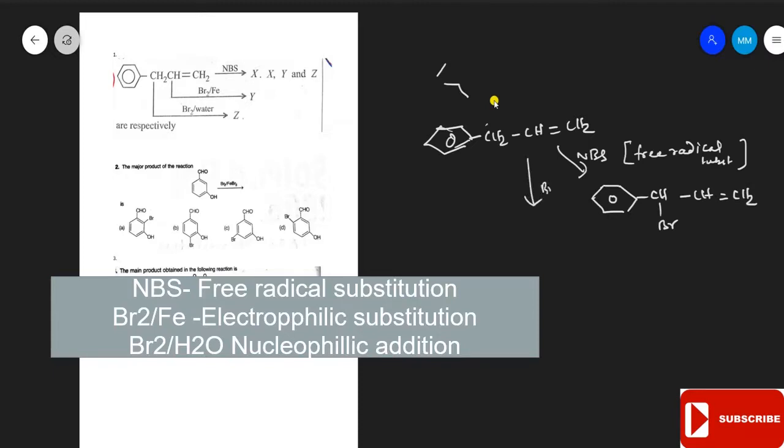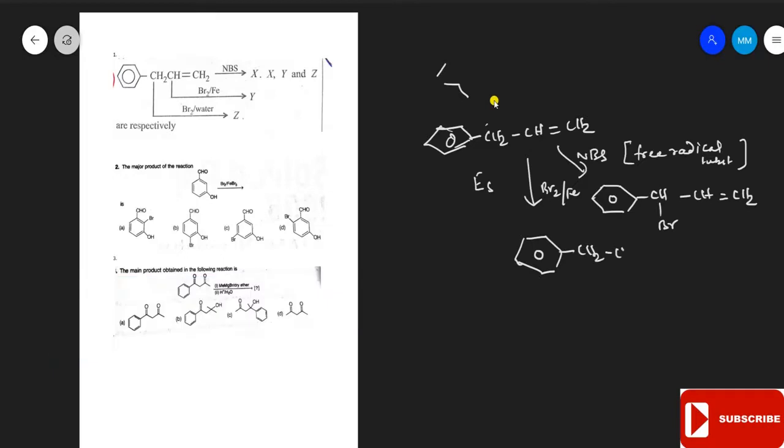In the case of bromine and Fe, it is the reagent for electrophilic substitution reaction. Electrophilic substitution takes place in the benzene nucleus. The remaining part is unaltered. You get the product like this, that is, the para-bromo product is formed. So it is Y, and the earlier one is X.